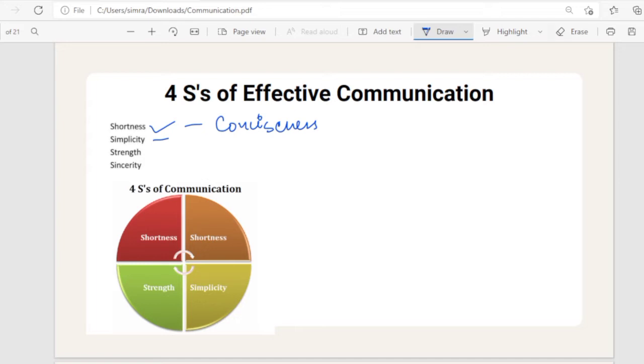Okay, here I have given a small diagram for you, and this won't be shortness, this will be sincerity. So shortness, strength, simplicity and sincerity are the 4s of effective communication. Now let's go to another topic.